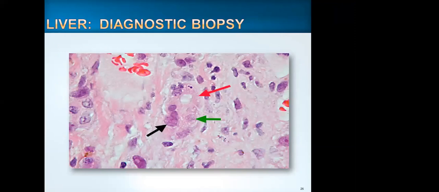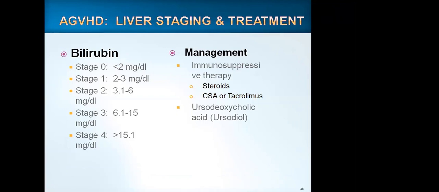When they do a liver biopsy, this is a small image I have uploaded. In liver GVHD, grading will happen based on bilirubin. Bilirubin 2 to 3 means stage 1. In stage 2 it will be more than 3 to 6. Stage 3 it will be 6 to 15, and stage 4 will be more than 15.